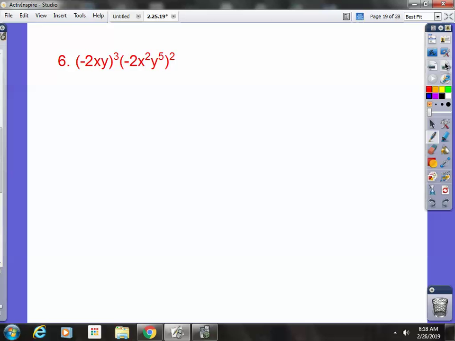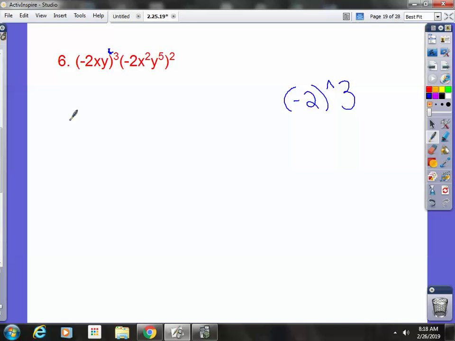All right, so we have to take care of our exponent first. I want to look at this first parenthesis. That 3 is zinging that whole parenthesis, so everything inside that first parenthesis gets cubed. What is negative 2 cubed? Not negative 6. Take it on your calculator. Negative 2 caret 3. Negative 8.